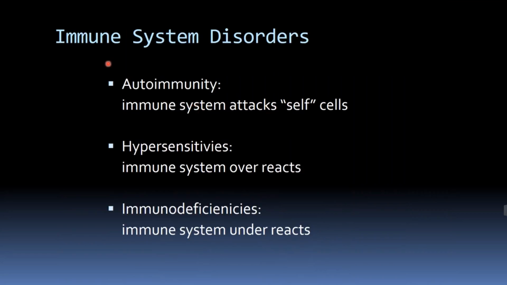The last section of the immune system we'll look at briefly is immune system disorders. That includes autoimmunity, which really is your immune system attacking self, and we alluded to that a little earlier. We'll cover that in a bit. Then there are hypersensitivity reactions, where your immune system overreacts, and some immunodeficiencies, where your immune system underreacts.